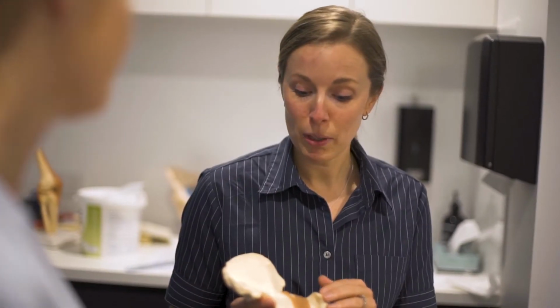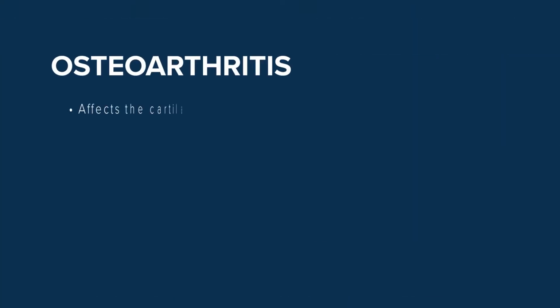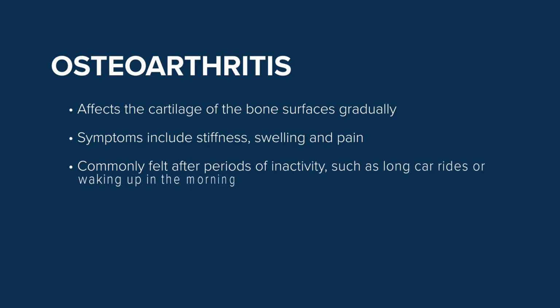One of the most common causes of chronic hip pain is osteoarthritis. Osteoarthritis is a condition that affects the cartilage of the bone surfaces gradually, leading to symptoms such as stiffness, swelling, and pain around the hip. These symptoms can be more prominent after periods of inactivity, such as long car rides or waking up in the morning. It is worth noting that clicking or grinding sensations during movement can sometimes be due to arthritis. However, they can also occur in healthy joints.